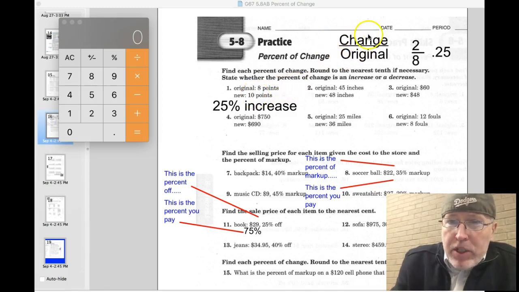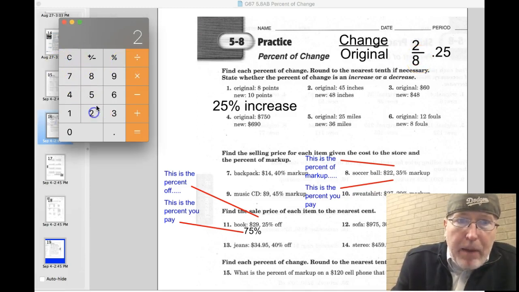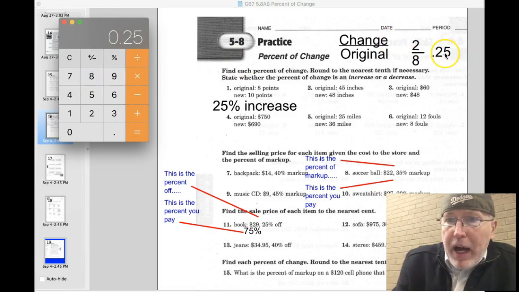The thing to remember on this is you put the change over the original and make a fraction. So if I take 10 points minus 8 points, I have 2 points. I put that over the original, and you get 2 divided by 8. Now you could pop that in a calculator or do it in your head. 2 divided by 8, you're going to get 0.25 here.